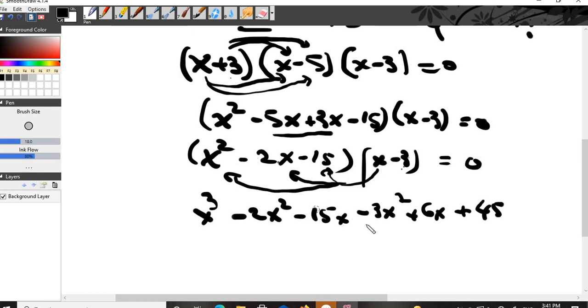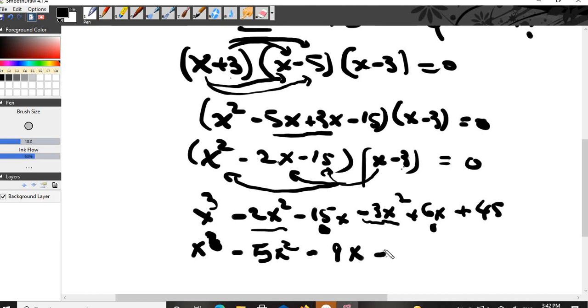So now we combine whatever we can. We have x cubed, and then minus 2x squared minus 3x squared is minus 5x squared. Then minus 15x plus 6x we have to subtract since they are opposite signs, so 15 minus 6 is 9, giving minus 9x, plus 45, equals 0.